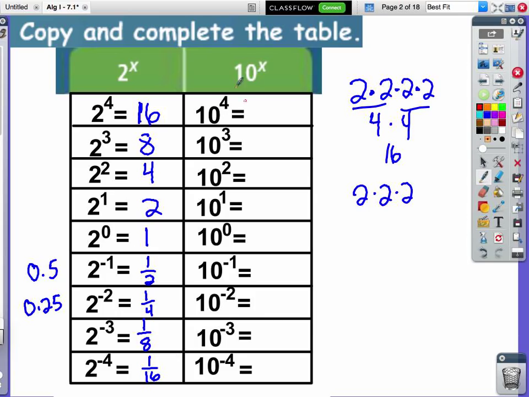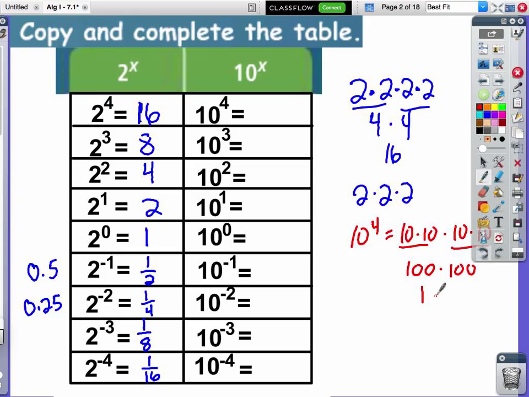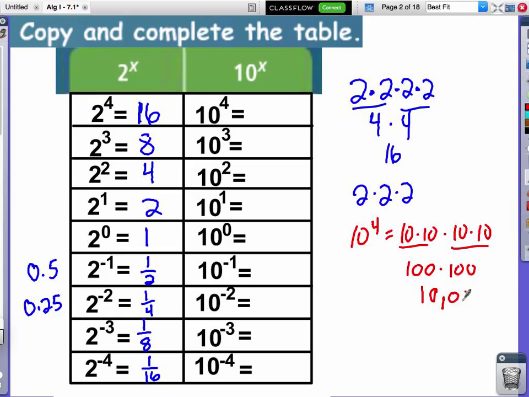Now the next side is the same thing but with powers of 10. Powers of 10 have special features. So 10 to the 4th power, you can do this with a calculator, but we're going to learn how to do it without a calculator. 10 to the 4th power, that means 10 times 10 times 10 times 10. So 100 times 100. And the answer actually is 10,000. Notice it has a 1 and 4 zeros.